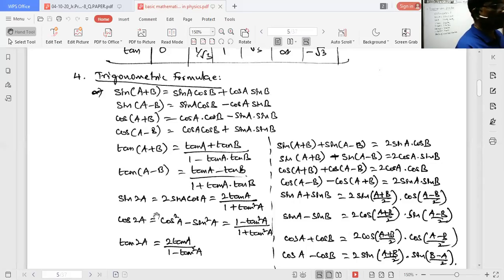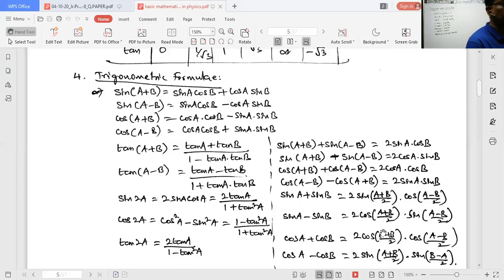Sin 2A is equal to, already we discussed that. Sin 2A is equal to 2 sin A cos A, or sin 2 theta is equal to 2 sin theta cos theta. Already we discussed it. Okay, cos 2A is equal to cos square A minus sin square A. That is equal to 1 minus tan square A by 1 plus tan square A. Tan 2A is equal to 2 tan A by 1 minus tan square A.